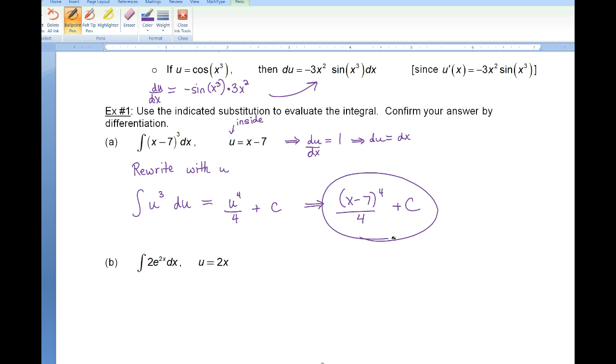So du becomes c? No, c is just a constant. Remember when we have an indefinite integral, we always put a plus c at the end? When we have bounds, we can figure out the actual value, but when we don't have bounds, we have to put in a plus c at the end. Can you repeat the steps?